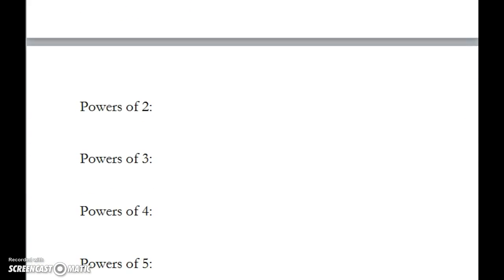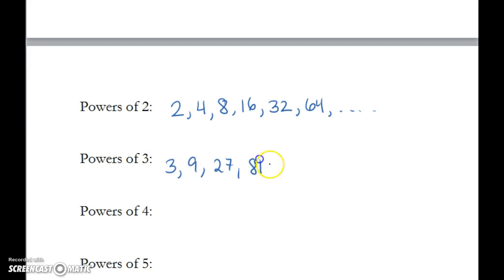Let's look at powers of some bases. So powers of 2 would be, for example, 2 to the first, 2 to the second, 2 to the third, which is 8, 2 to the fourth, which is 16, 2 to the fifth, which is 32, 2 to the sixth, which is 64, so on and so forth. Powers of 3 would be 3 to the first, 3 to the second, 3 to the third, 3 to the fourth, so on and so forth.